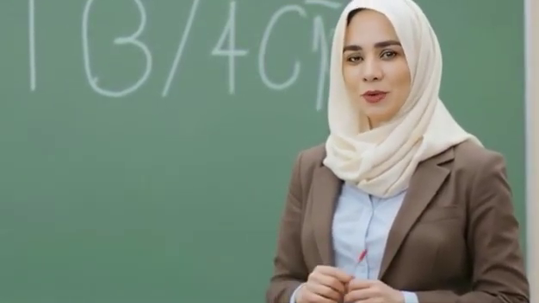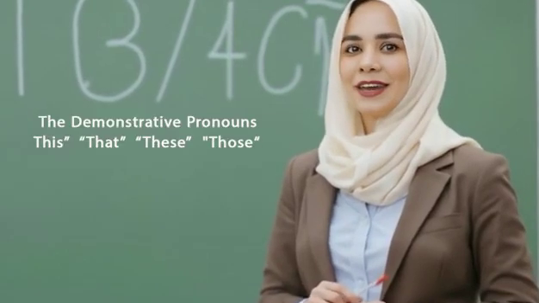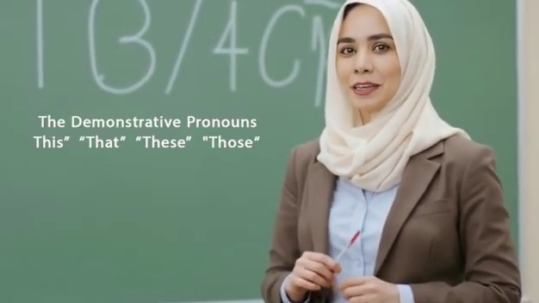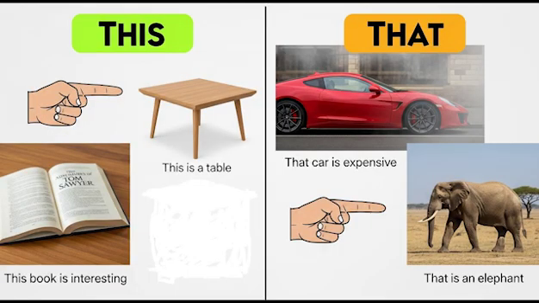These words help us point to specific things or people. The four demonstratives are this, that, these, and those. This is used for something nearby and singular. For example, this book is interesting. Example, this is a table.